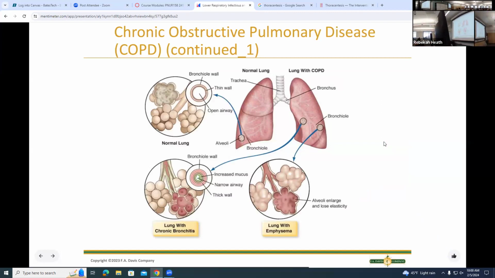And then here we have chronic bronchitis. See how that pink area, that's the bronchial wall? It's just swollen and inflamed. It's restricting the airflow. And a lot of times with chronic bronchitis, you have mucus that builds up, and so that restricts the airway even more.